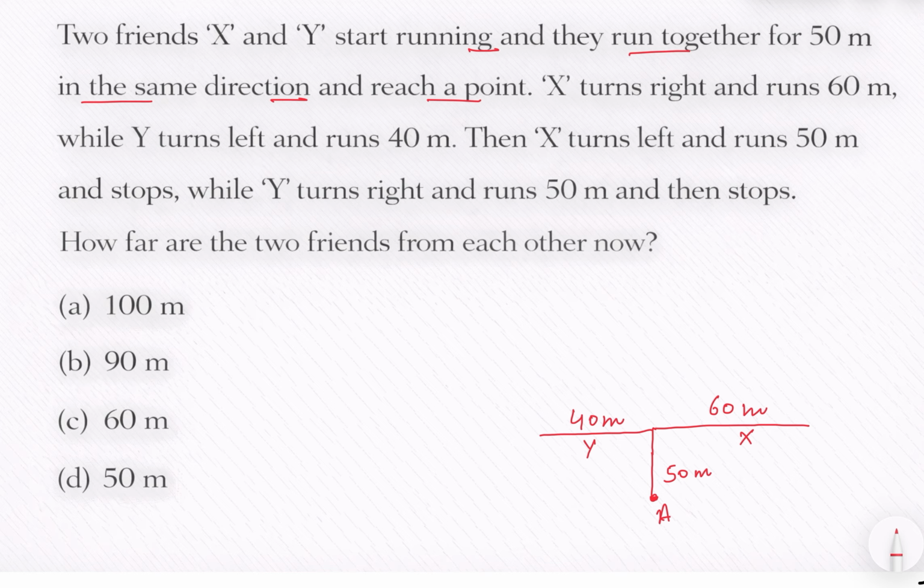Then X turns left and runs 50 meters and stops. X will turn left and cover 50 meters and then stop. Y turns right and runs 50 meters. Y will turn right and walk 50 meters and then stop. How far are these two friends from each other now?